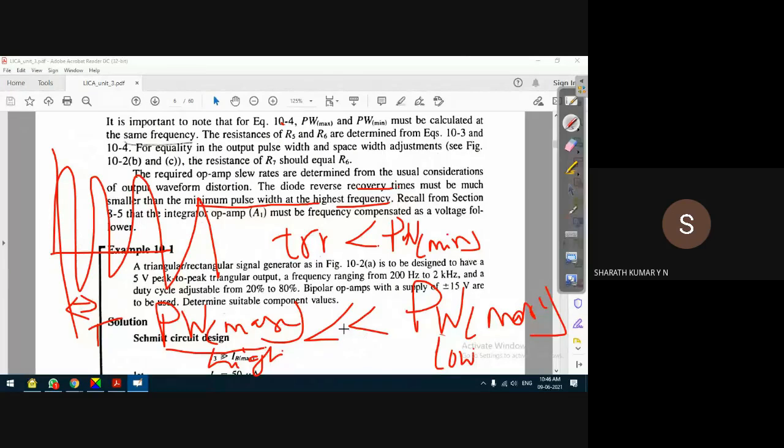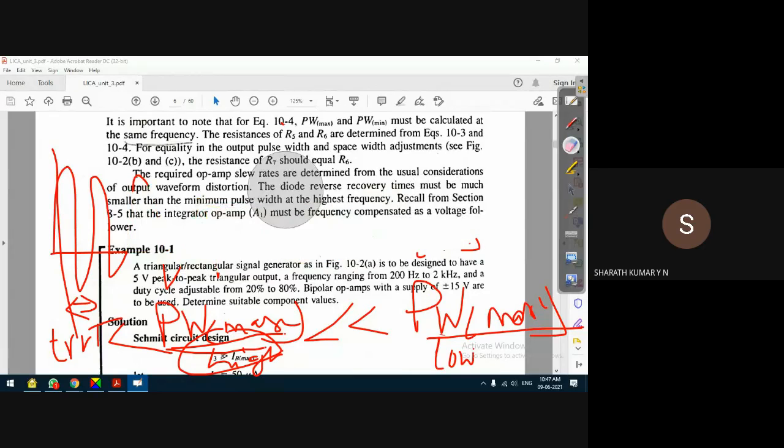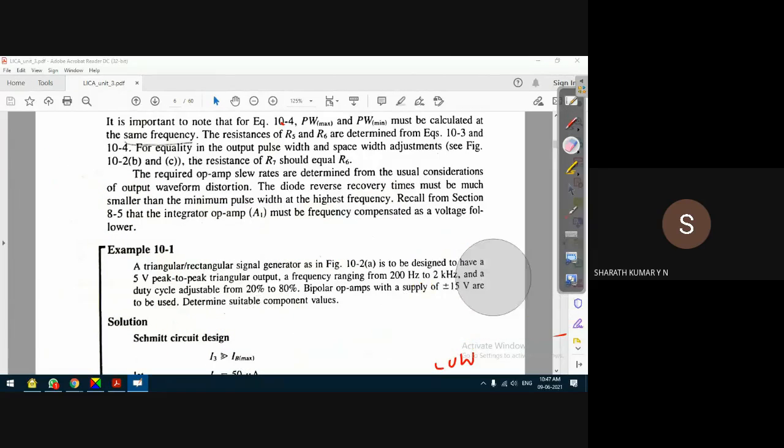So the pulse width at the highest frequency is smaller than the pulse width at the lowest frequency. This reverse recovery time must be even much smaller than the minimum pulse width at the highest frequency. That means the reverse recovery time of the diode should ideally be zero. Not possible. It will have some microsecond, nanosecond delay. We can't help. For that, Schottky diodes are preferred. Schottky diodes have the lowest recovery time, I'm sorry, lowest recovery time, so that switching speed of the diode is faster.